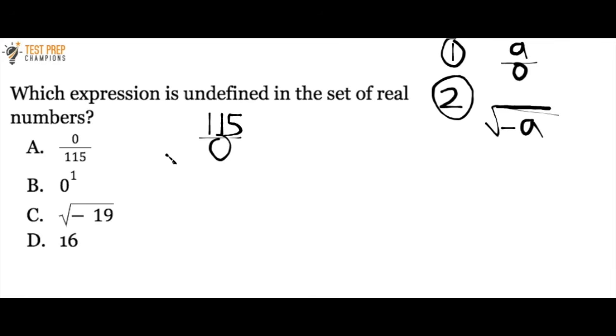And if you ever get this confused, just pull out your calculator and try this. Do 0 divided by 115, it's going to give you 0. But if you go the other way around and you do 115 divided by 0 in your calculator, it's going to give you an error message. So 0 raised to the first power, that's fine. But then if we look at C here, we see a negative number underneath the square root. So C is the correct answer here.